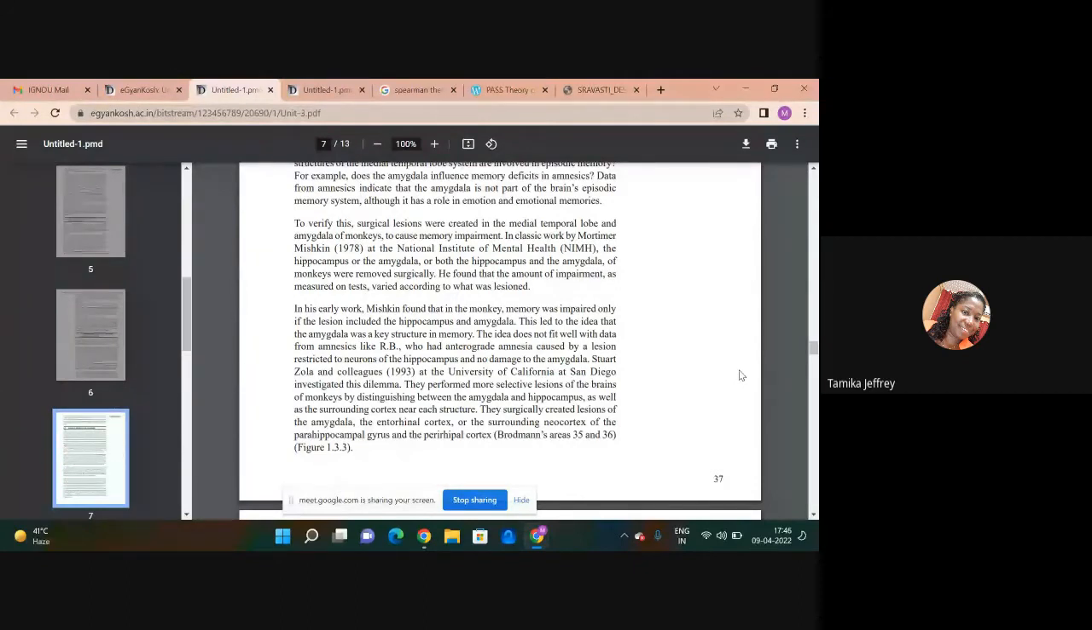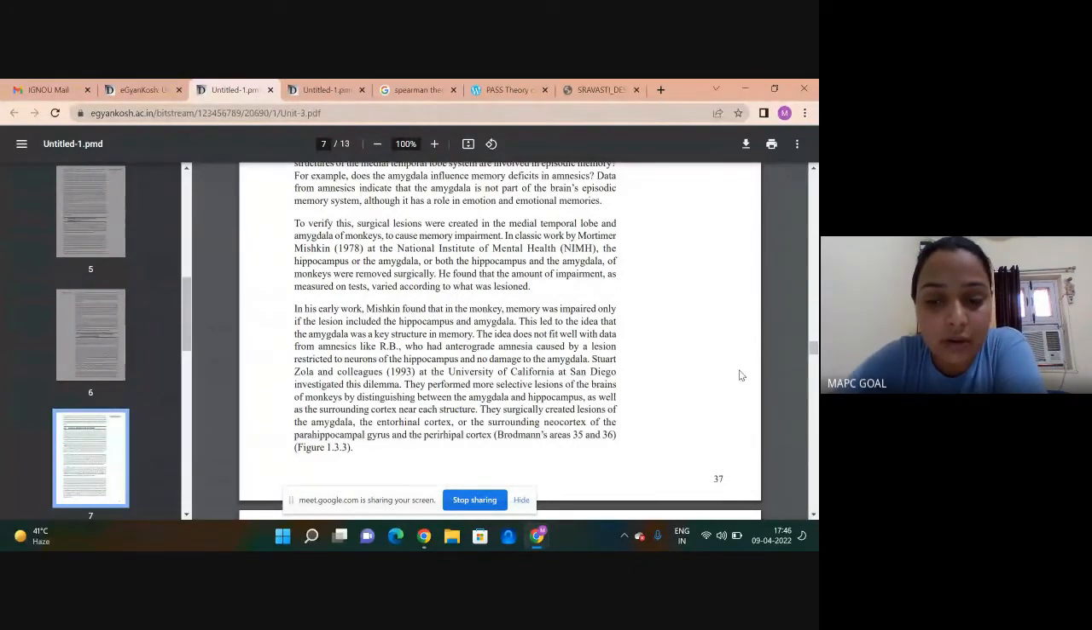Apart from this, there are various other researchers, again Zola and colleagues, 1993, at the University of California at San Diego. They also wanted to understand what happens in other areas. If these areas are removed, what will happen if we touch the surrounding areas, like the amygdala, entorhinal cortex, the neocortex of the hippocampus and the perirhinal cortex? In their research they found that if these areas are also touched, there could be some kind of memory impairment.